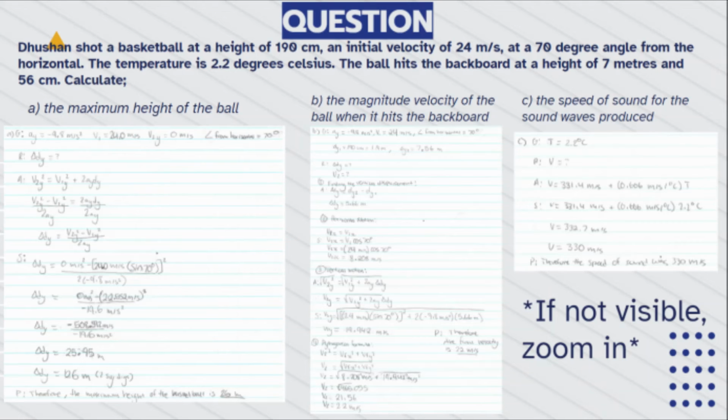In part A, the givens are acceleration at negative 9.8 miles per second squared, initial velocity at 24 miles per second, and the angle above the horizontal at 70 degrees, and the final speed is 0 miles per second, whereas when the ball is at its maximum height, it will not have any vertical speed.